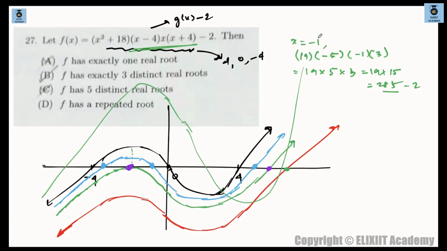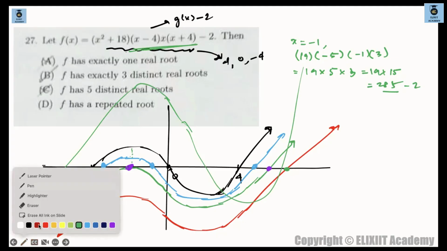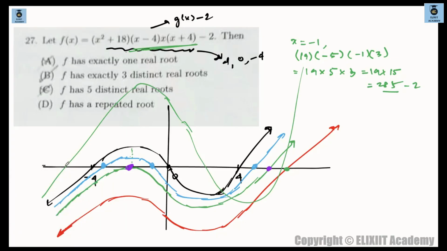Getting my point? By subtracting 2, the graph will slightly come down. Got it? So definitely this graph will have three distinct real roots, 1, 2, and 3. Option B must be correct.